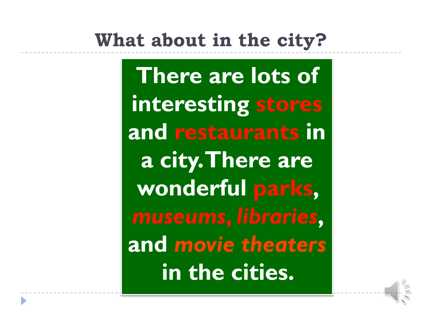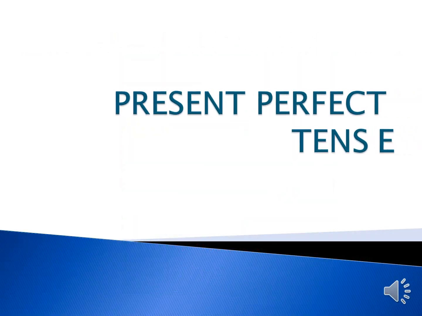When we want to talk about the duration on how long we already live in a certain area, we can use particular tenses. The tense that we can use is present perfect tense. What's present perfect tense?